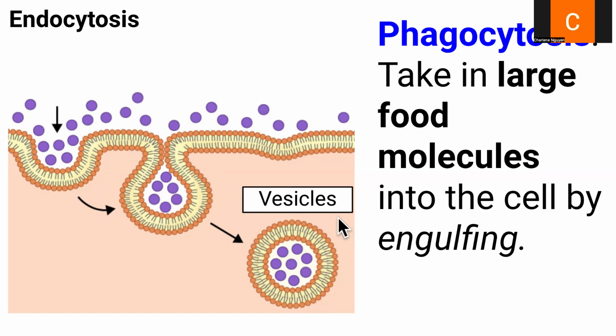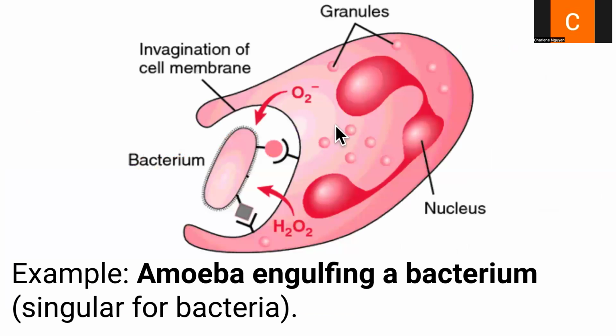So, two different types of endocytosis. The first one is phagocytosis. This is anytime you're taking in large food molecules, so you're engulfing large food molecules. An example of this is when an amoeba, which is an organism, consumes a bacteria. When the amoeba consumes the bacteria, it's doing so through the process of endocytosis. It's wrapping its membrane around the substance of interest, which is the bacteria.